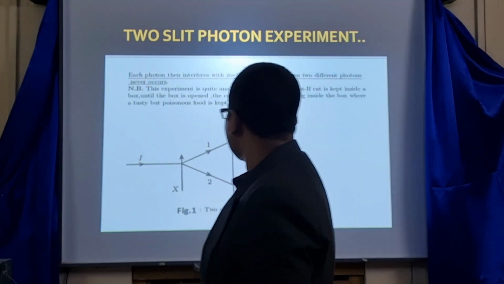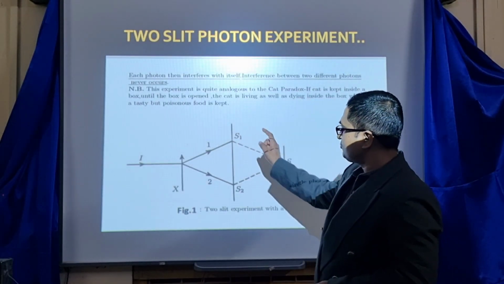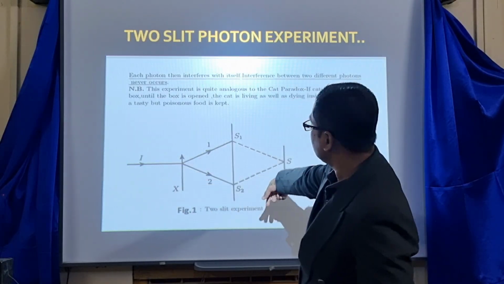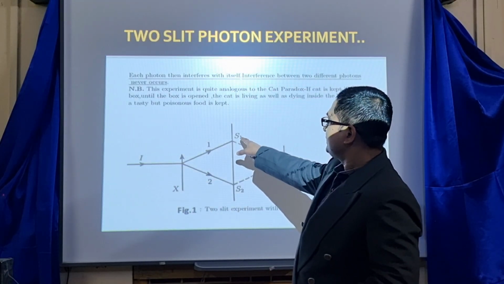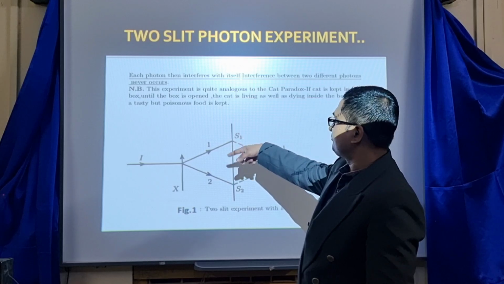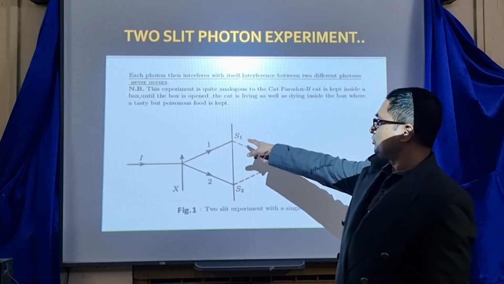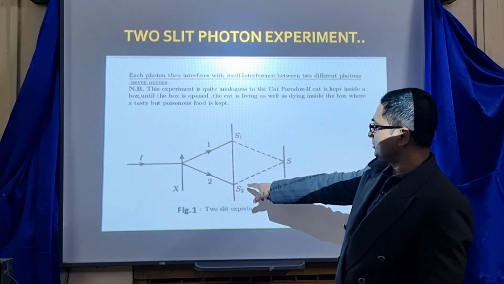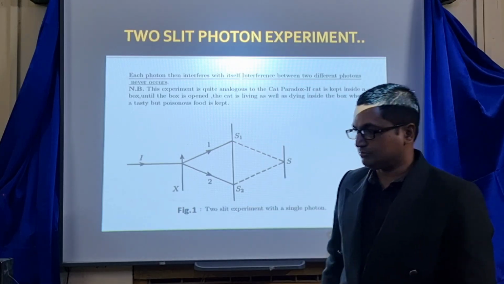This is the figure. Slit number 1, S1, slit number 2, S2, and this is the single photon coming through. The photon state for slit S1 is psi 1 and the photon state for slit S2 is psi 2.